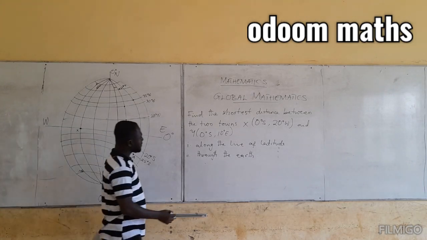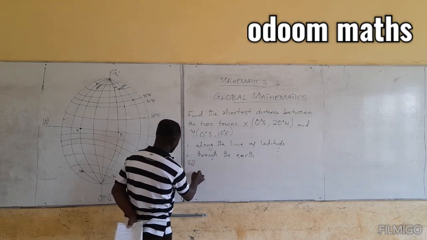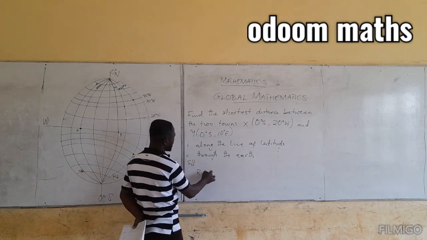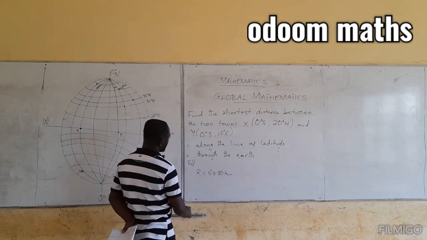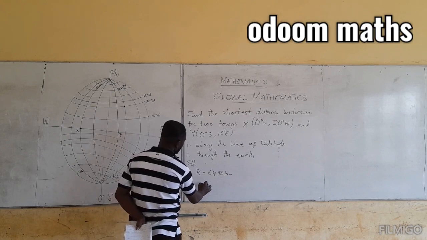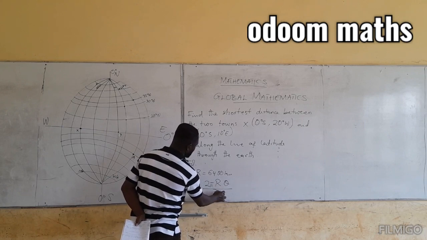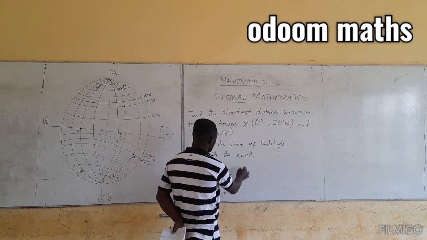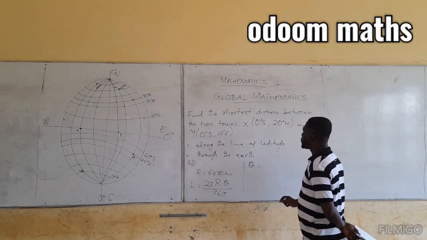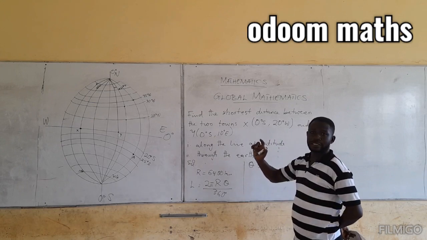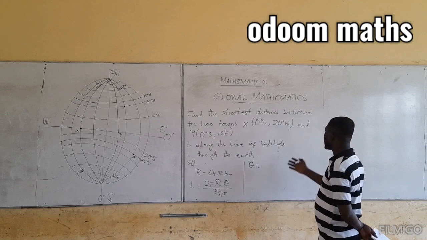So we have our radius, which is big R, equals 6,400 kilometers. And also, we know our length is equal to 2 pi r theta over 360 degrees. And also, we have our theta, which is going to be, can you guess? Let me pause and let you guess what our theta is going to be.